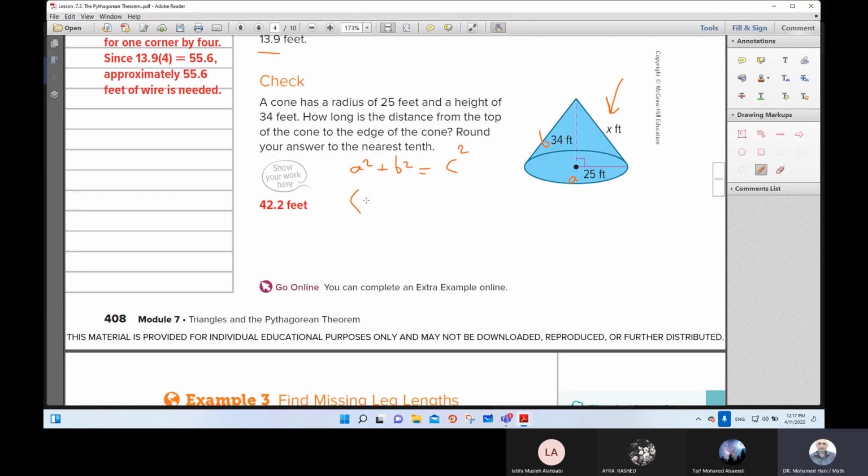So A squared means 25 plus B squared means 34 equals C, x. 25 squared means 25 times 25, which will be 600. 34 squared means 34 times 34, which equals 1156, equals x.